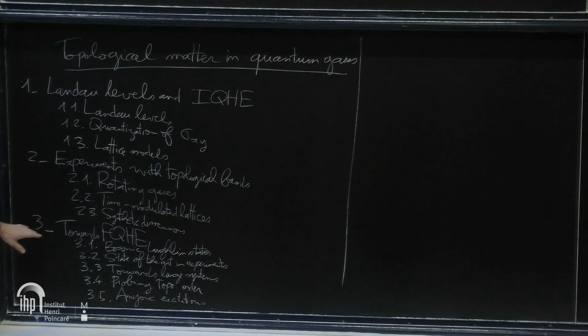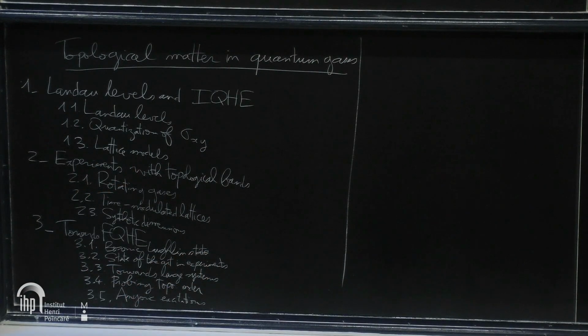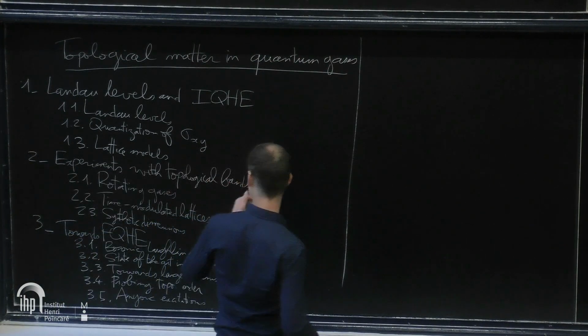And I will focus on the bosonic Laughlin state and explain that it has been realized somehow in a microscopic instance in experiments. And I will explain then how we can imagine extending those systems towards the thermodynamic limit and what we can do with the systems that we would realize, so typically probing the topological order or anyonic excitations. Okay, I hope I will manage to cover all that.